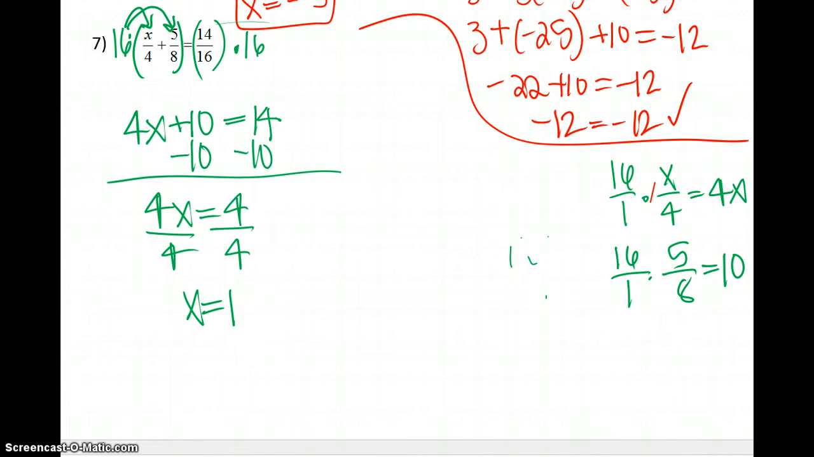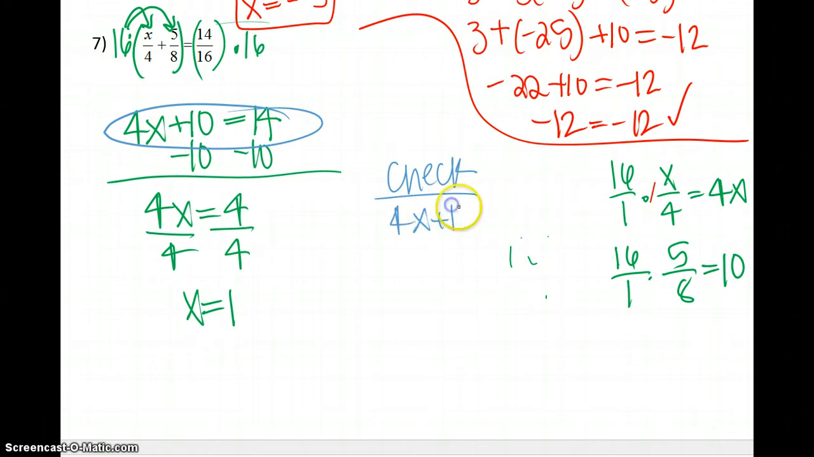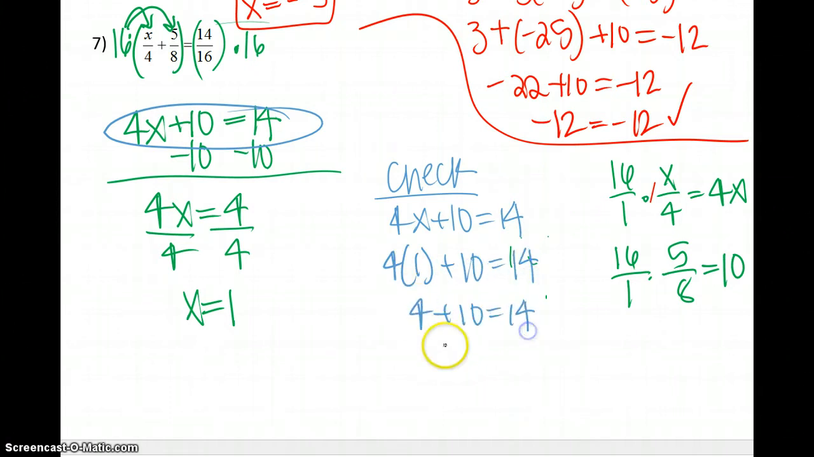When you do a check step, when the problem has fractions, I am 100% okay if you start with the check step right there. Don't worry about doing it in the fraction mode, because it'll take you forever. Okay, so my check step should be 4x plus 10 equals 14. Plug in x, 4 times 1 plus 10 equals 14. 4 plus 10 equals 14, and then 14 equals 14, and it checks.